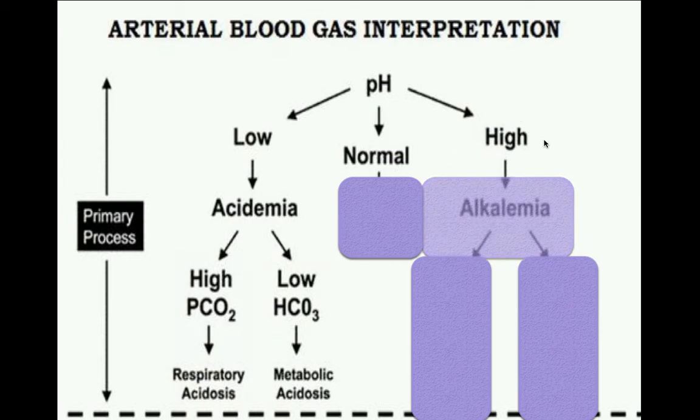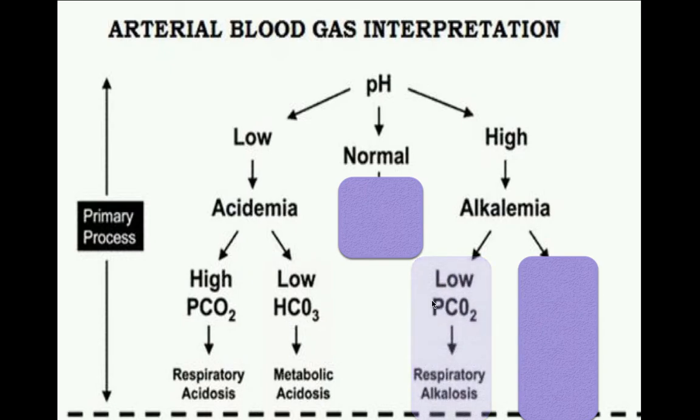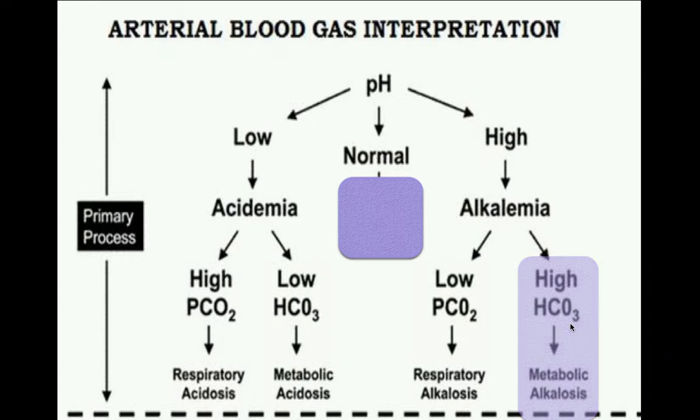This is alkalosis. For the respiratory system to cause alkalosis, it needs to exhale most of the carbon dioxide out, causing a decrease in partial pressure of carbon dioxide, and we will call it respiratory alkalosis. And for the metabolic system to cause alkalosis, it needs to produce more bicarbonate, which will cause a high concentration of bicarb, and we'll call this metabolic alkalosis.